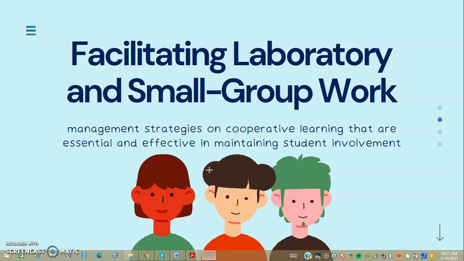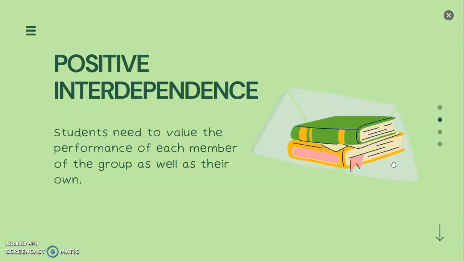Okay, so basically we are going to focus again on how to facilitate what? Group work. These are management strategies on cooperative learning that are essential and effective in maintaining student involvement. Let's go first with establishing positive interdependence on our learners. Again, positive interdependence. So how can we do this one?